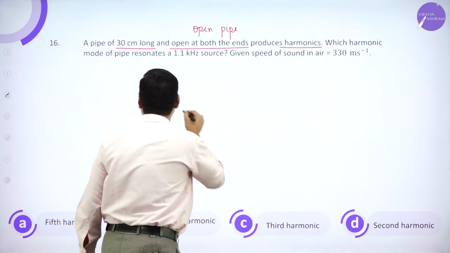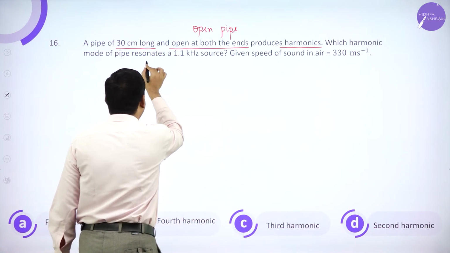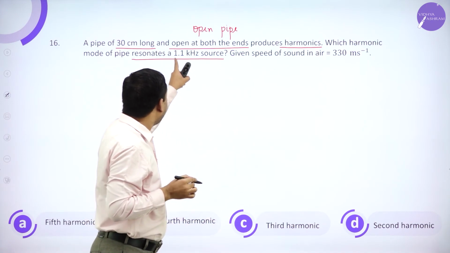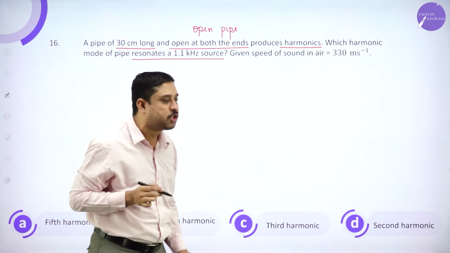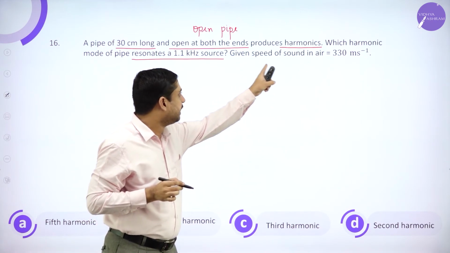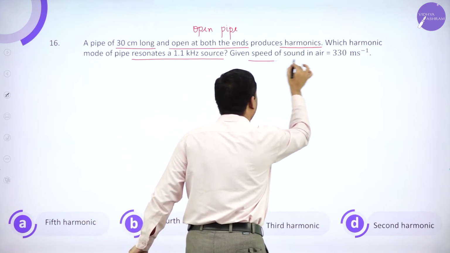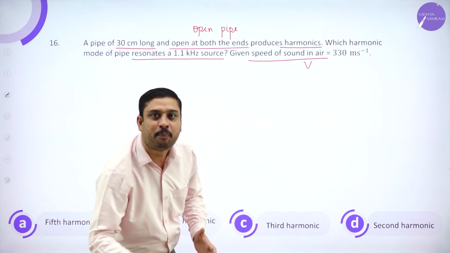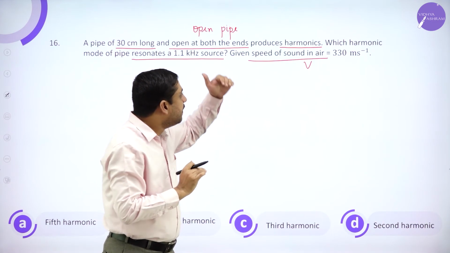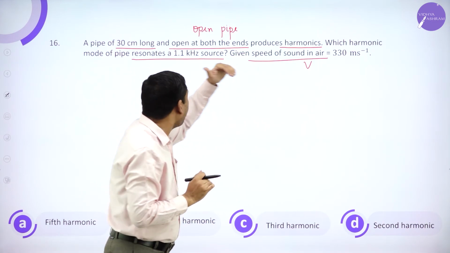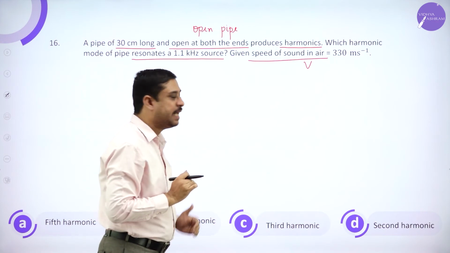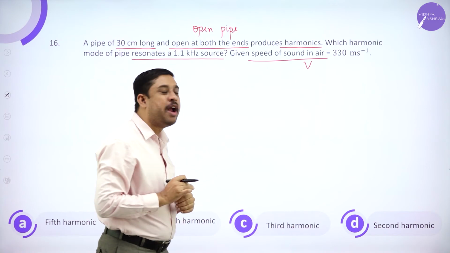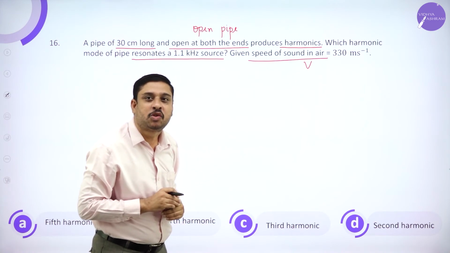Which harmonic mode of the pipe resonates at 1.1 kilohertz source, given speed of sound in air is 330 meter per second? Which harmonic mode resonates a 1.1 kilohertz source?